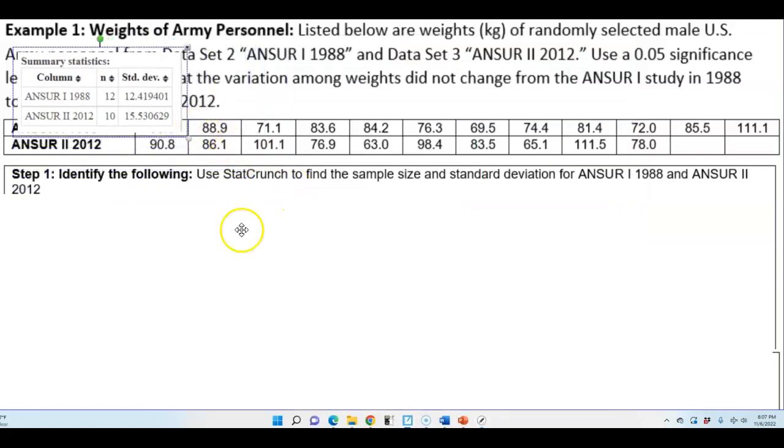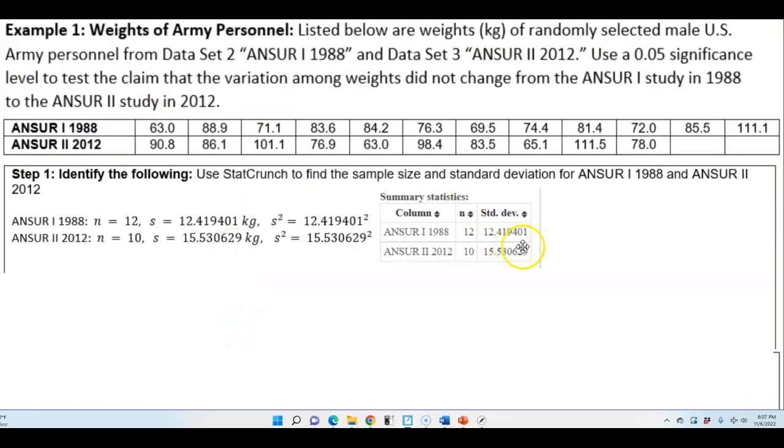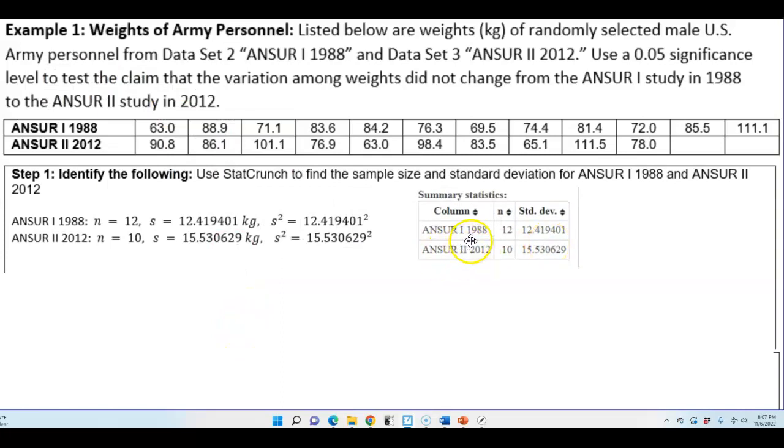Okay, so let's take a look here. For answer 1, 1988, n is equal to 12. The sample standard deviation is 12.419401, and therefore the variance will be that standard deviation squared. We're not going to evaluate that, we're just going to say that this is the number squared. That's the variance. Now for answer 2, 2012, the sample size n is 10. The sample standard deviation is 15.530629 kilograms, and the variance is that number squared.